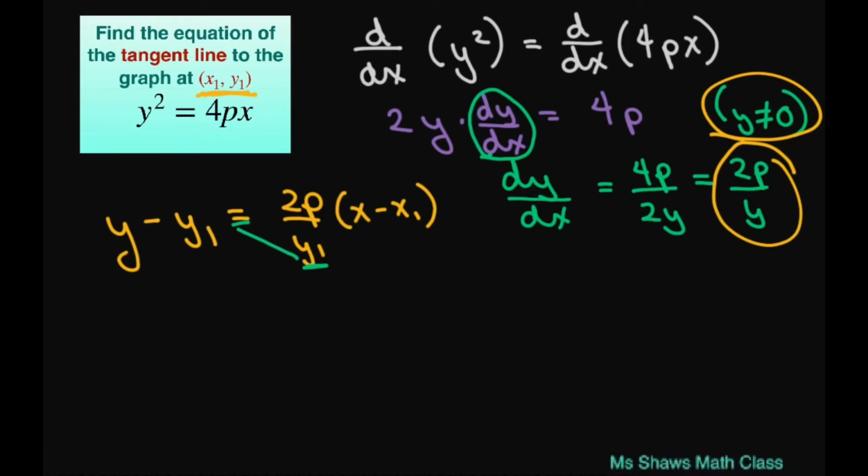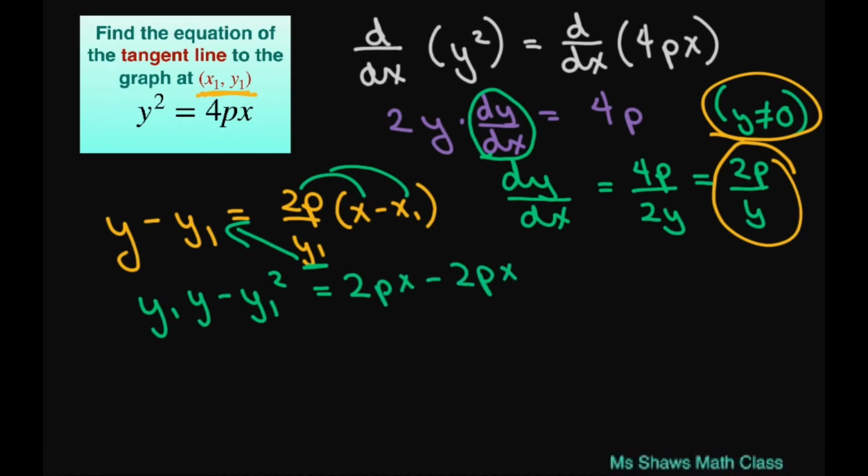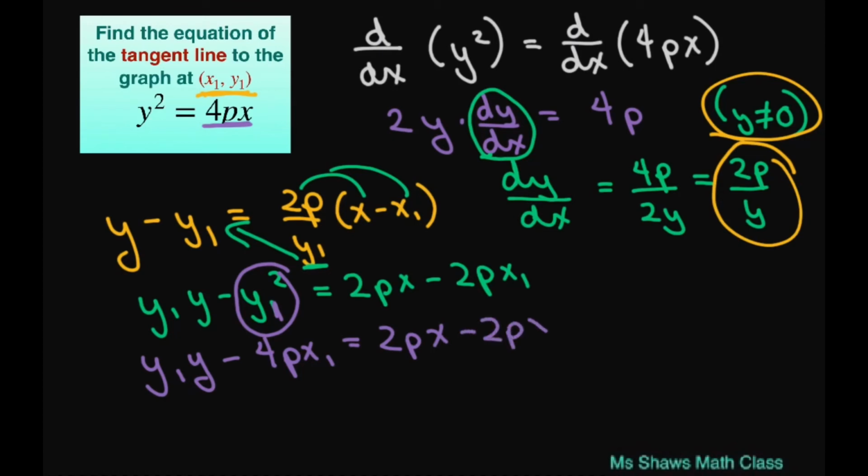Now let's go ahead and cross multiply this. And we're going to get y sub 1 times y minus y sub 1 squared equals, and I'm going to go ahead and distribute this for now, 2px minus 2px sub 1. All right. Looking at this, this piece right here is just going to equal 4px. So now we have y sub 1 times y minus 4p, instead of just x, but x sub 1, because this is a 1 here. All right, and then we have 2px minus 2px sub 1.